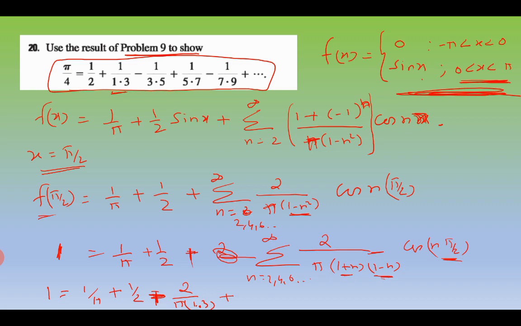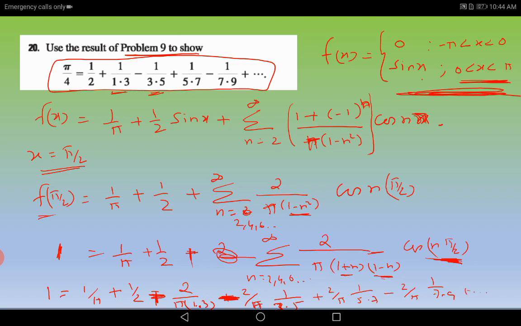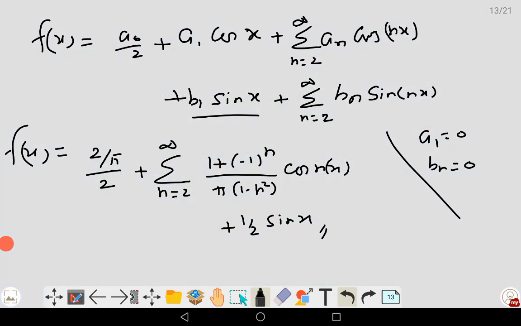minus, check. 2 over 4, 4 plus 1 is 5, it's negative 3 here, so it will be negative, and 4 will give positive 1, so it will be 2 by pi, 1 over 3 into 5. You will find this term, isn't it? The common term is 2 over pi. You can take it outside. In this way it's going on now. You can find 2 over pi positive 1 over 5 into 7, minus 2 over pi negative 1 over 7 into 9. This way it's going on, isn't it?